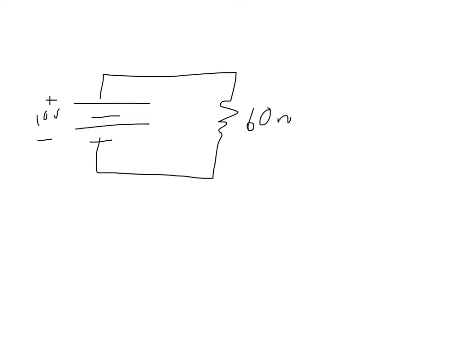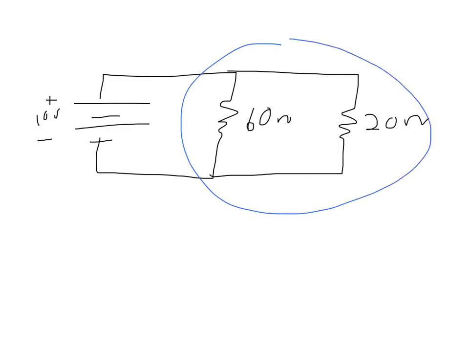10 volts, 60 ohms, 20 ohms. Now, just like in the last problem, remember this is the 15 ohm resistance right here. So what I could say is that across both of these resistors I have 10 volts.